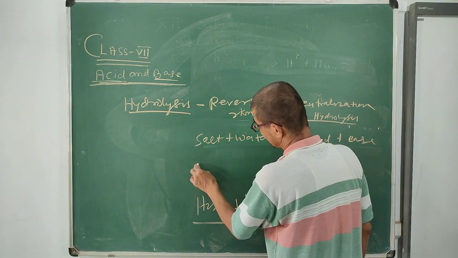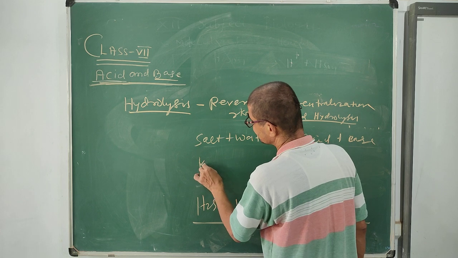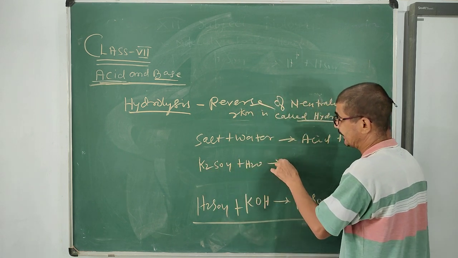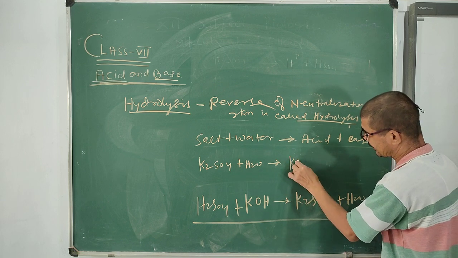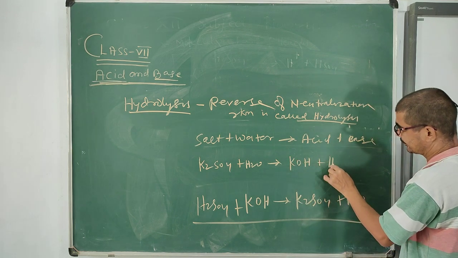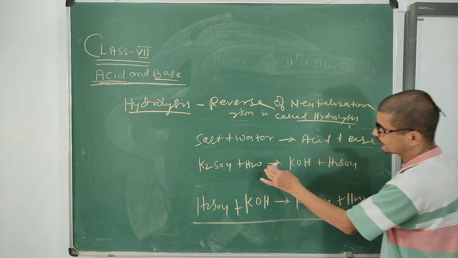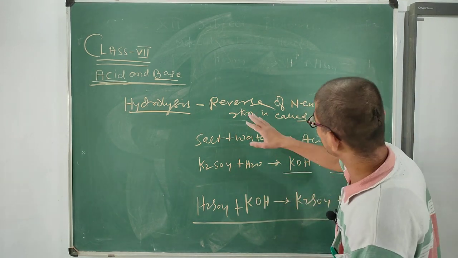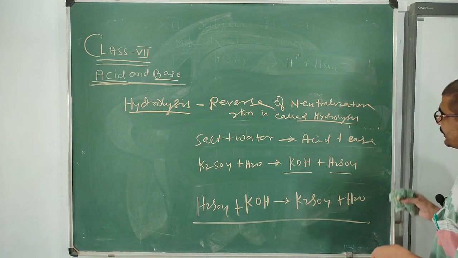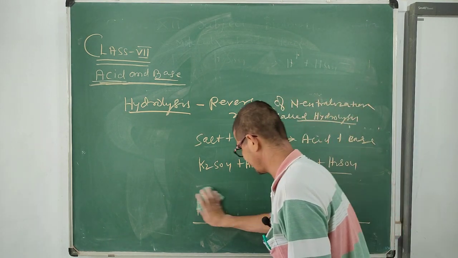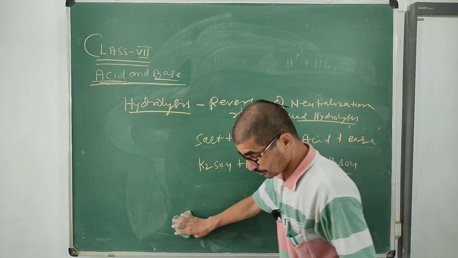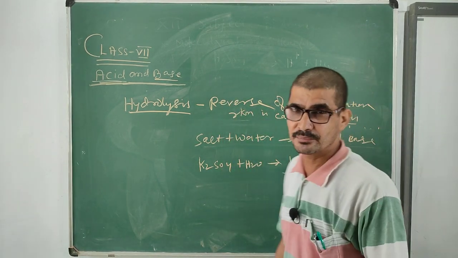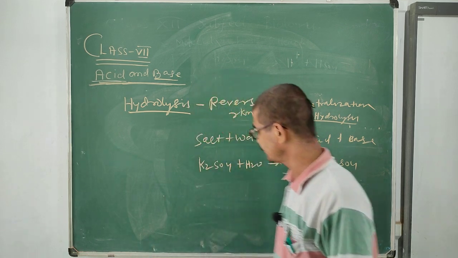In case potassium sulfate undergoes hydrolysis, we will get potassium hydroxide and sulfuric acid. So interaction of water molecules with the salt potassium sulfate gives this, and it is a reverse reaction. That's how you can write here: the reverse of a neutralization reaction is called hydrolysis. But we'll take another example. Which one is the strong acid? Which one is the strong base? If the base is strong, then the solution is basic. If the acid is strong, then the solution is acidic.